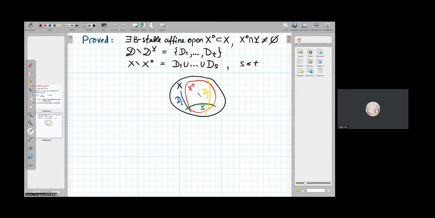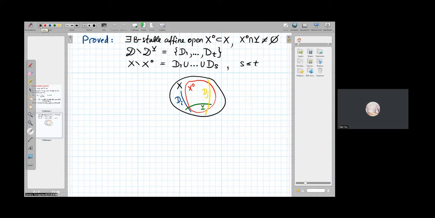We want to consider the canonical B-chart denoted X Y naught. For this purpose, we have to remove all these Dj's, all the colors which intersect X naught but do not contain Y. We have to remove all these colors from the picture to obtain the canonical open B-chart. So how can we do it?